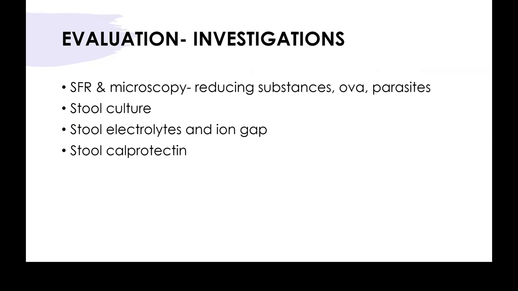So once we have looked at the stool and narrowed down our diagnosis, we have done a stool full report initially, especially to look at the white cells, red cells, fat globules. You can investigate further. In the stool microscopy itself, you can look at reducing substances, ova, parasites, and it's important to do a stool culture. If you have the facility, stool cultures are one of the initial steps of investigation you have to do in a child with chronic diarrhea.